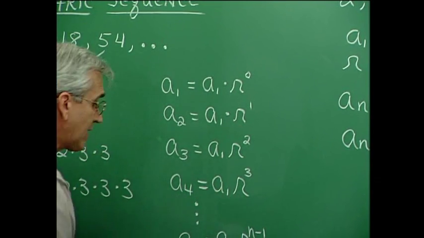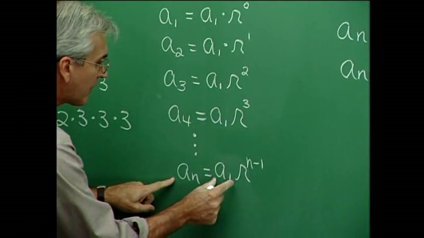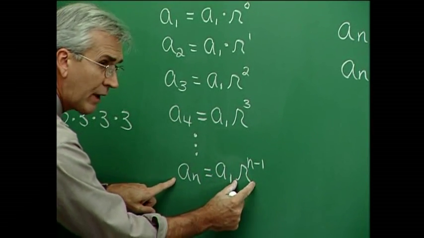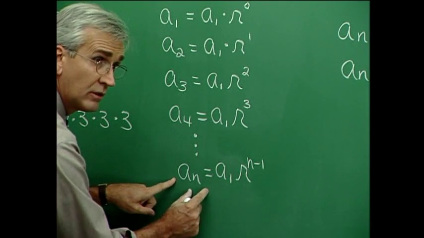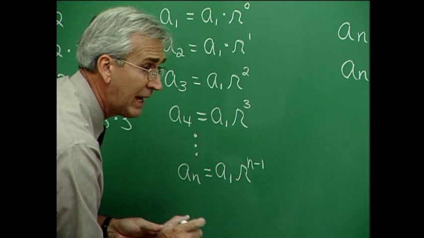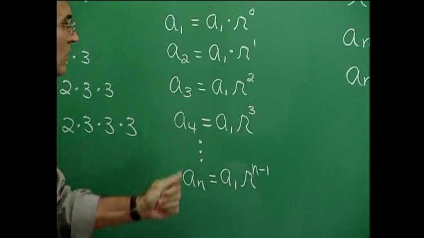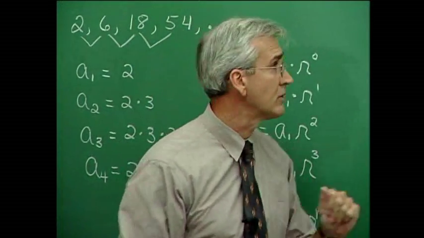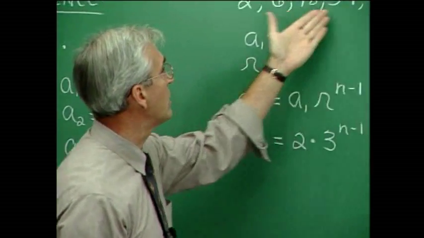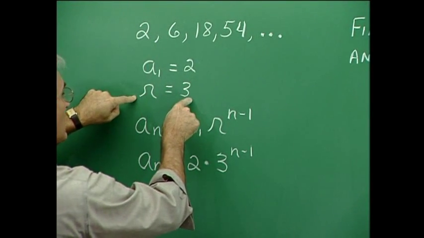And so to generate the nth term, you see the expression for the nth term, it would be the first term times the common ratio used as a factor n minus 1 times. You see, we had the n minus 1 involved in the arithmetic sequences before, and now we see it again on our geometric sequences. Well, using this idea, we can generate an expression for the nth term, and we do that like this. Here's the geometric sequence we started with. We know that the first term is 2 and the common ratio is 3.